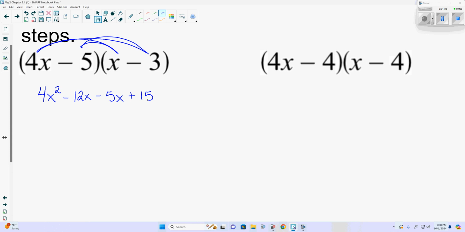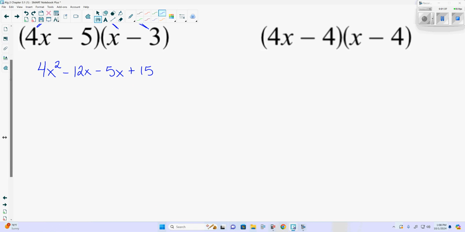Now at this point here, we're going to combine like terms. And our only two like terms are the negative 12x and negative 5x. So we still have the 4x squared, but now our negative 12x minus 5x, negative 12 minus 5, is negative 17x plus 15.